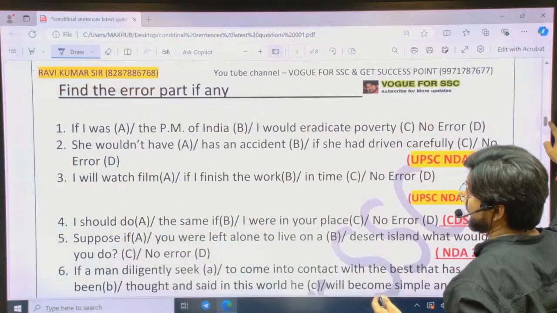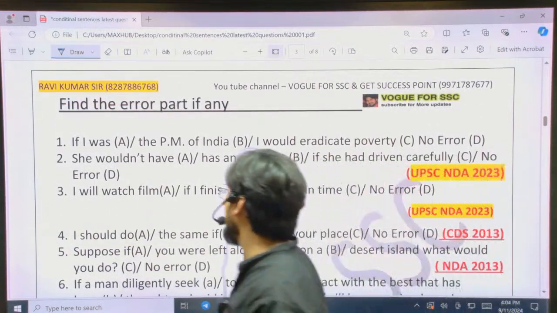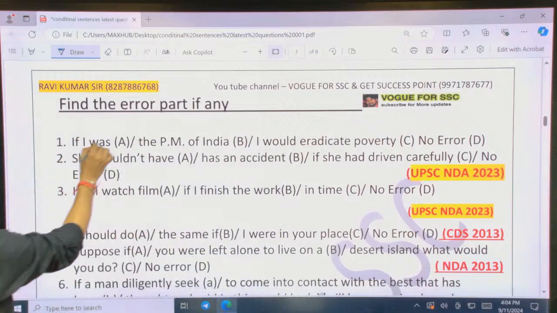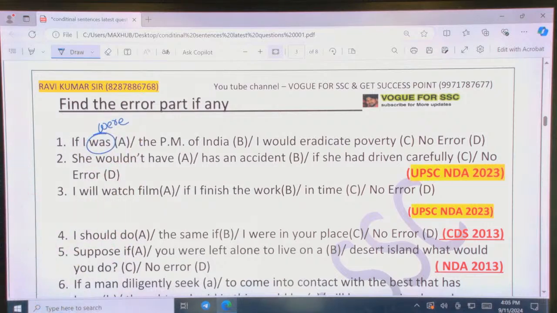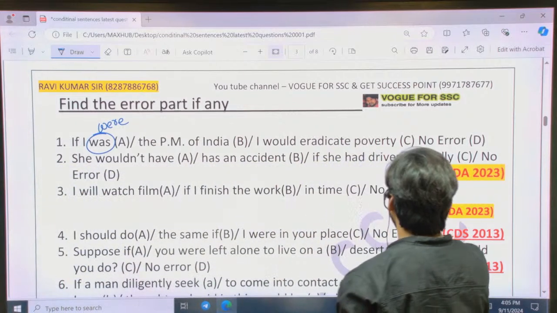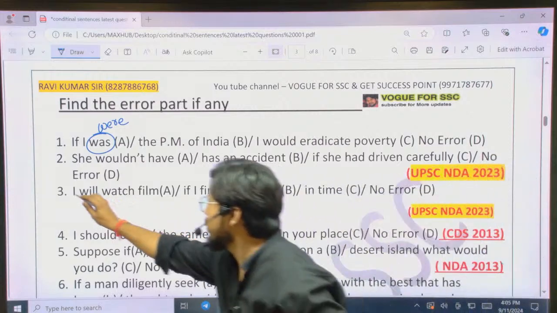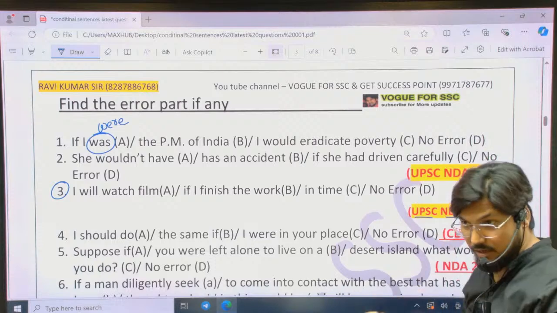Let's come to this point. Question number 1, find the error part. If I was the PM of India, I would eradicate poverty. Tell me, if I were the PM of India, I would eradicate poverty, because the sentence is an imaginary sentence. Question number 2, if this has not been taught to you, just don't go for that. Question number 3, UPSC NDA 2023, a recent question.